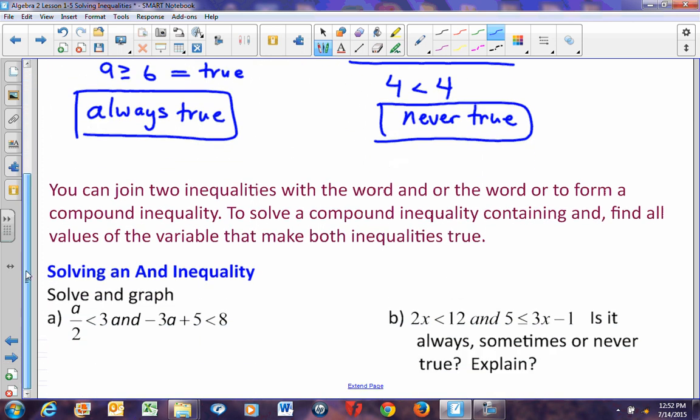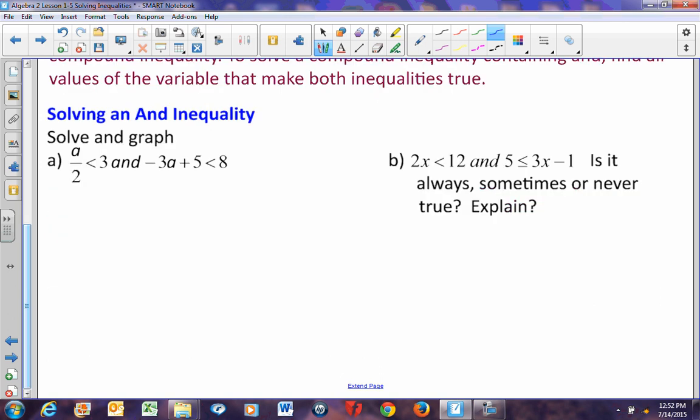Now we can get into compound inequalities. You can join two inequalities with the word and or the word or to form a compound inequality. We're going to look at both of these. Okay, we're going to look at the and inequalities first. To solve a compound inequality containing and, you have to find all the values of the variable that make both inequalities true simultaneously. Okay, so to solve and graph, a over 2 is less than 3 and negative 3a plus 5 is less than 8.